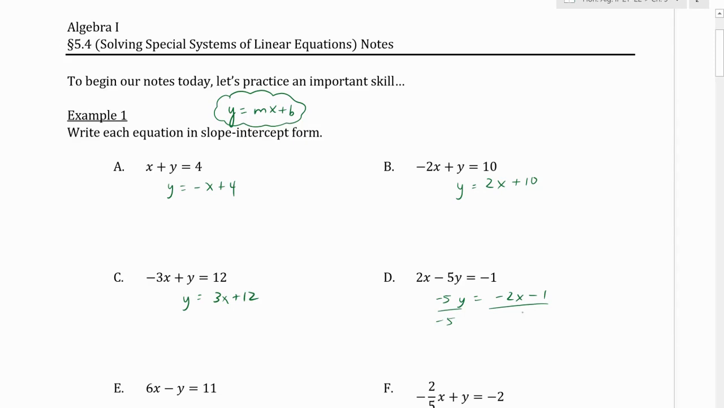Okay, so we've got a -2 over a -5. That's a positive 2/5 in front of the x. -1 over -5 is positive 1/5. And yeah, you wouldn't want to graph that, but you could. I mean, it's got a y-intercept of a 5th. Rise 2, run 5.